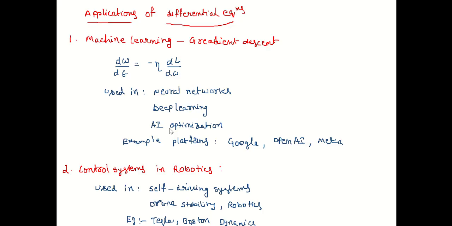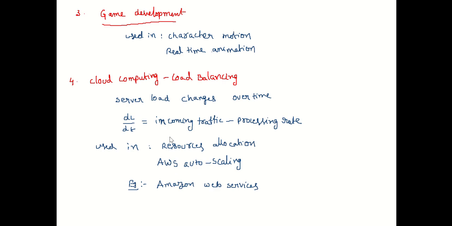Next application is control systems in robotics, used in self-driving systems, drone stability, robotics, for example Tesla, Boston Dynamics. And third application is game development. Physics engines use dv by dt equals a. It is used in character motion, real-time animation. So we use differential equations in game development also.